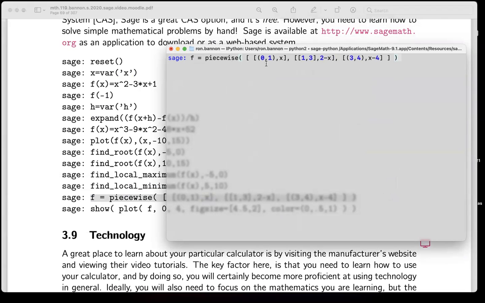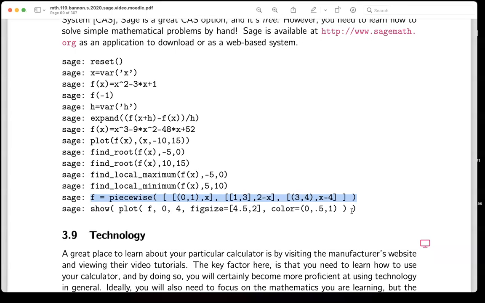It says between 0 and 1, it's a line x. It says between 1 and 3, it's a line 2 minus x. We'll look at the picture later. It says between 3 and 4, it's a line x minus 4. Let me hit the return, and someone says nothing happened. You're right, nothing happened. What I want to do now is show the picture.